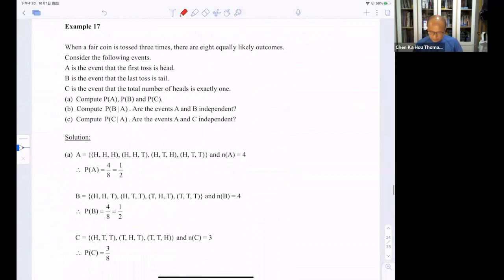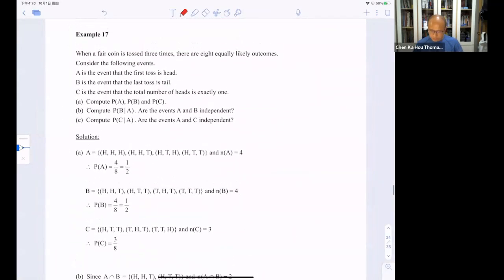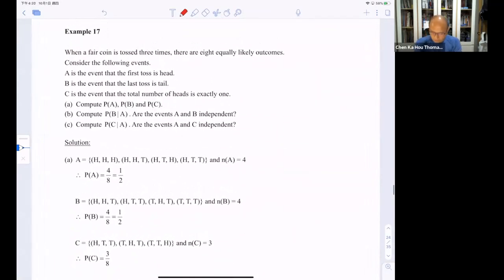Okay. Now let's see one example to show how we prove that two events are independent or not. When you toss a coin 3 times, consider the events. A is the event that the first toss is head. B is the event that the last toss is tail. C is the event that the total number of heads is exactly 1. Compute P(A), P(B), and P(C).